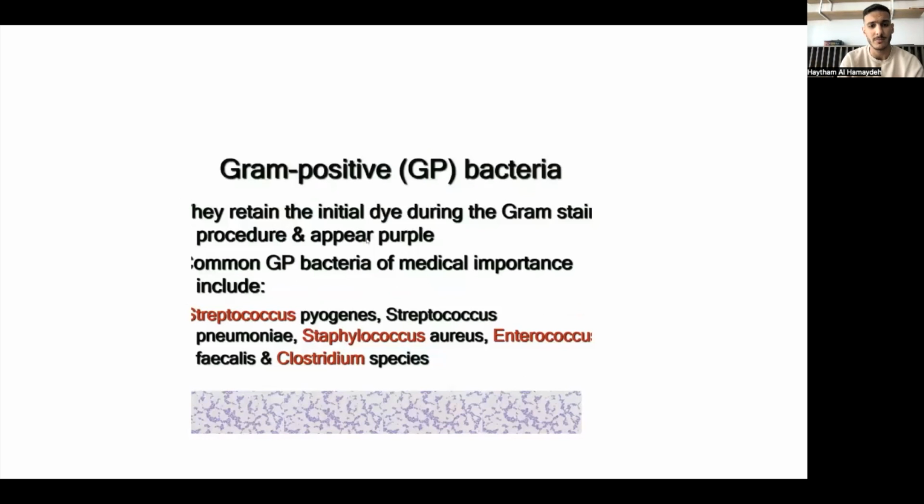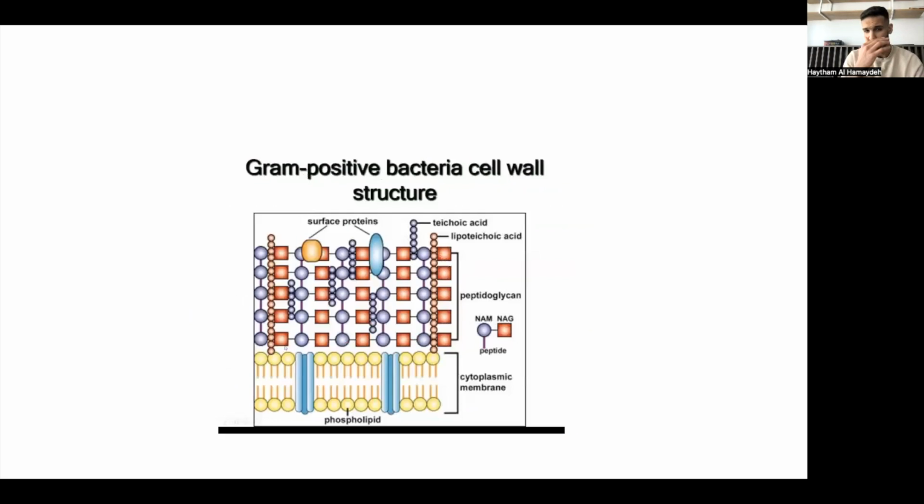So gram-positive bacteria. Okay, so here it says that they retain the dye and appear purple. This is because if you dye a gram-positive bacteria with a violet dye, and then try to wash it out, what happens is you can't wash that violet stain out because of this very thick gram-positive peptidoglycan layer. And so they will stain purple. So this is the reason.